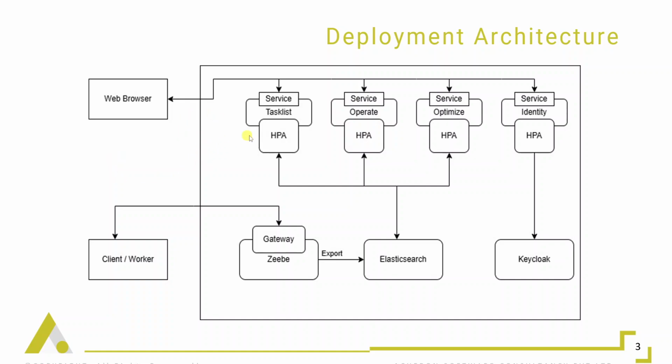Each pod has an HPA in case a need arises. Identity is backed by Keycloak for authentication. And Zeebe communicates with all the components via the exported data present in Elasticsearch, whereas the Zeebe gateway itself is exposed to the client or the worker referenced here. This showcases the overall architecture of this deployment. This being said, let's move on to the live demonstration of the Helm chart.